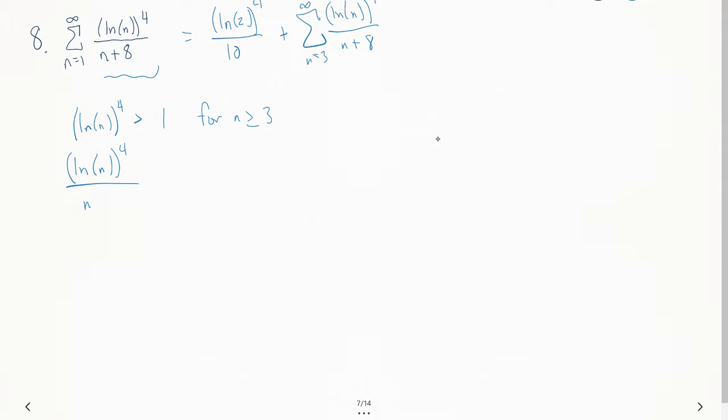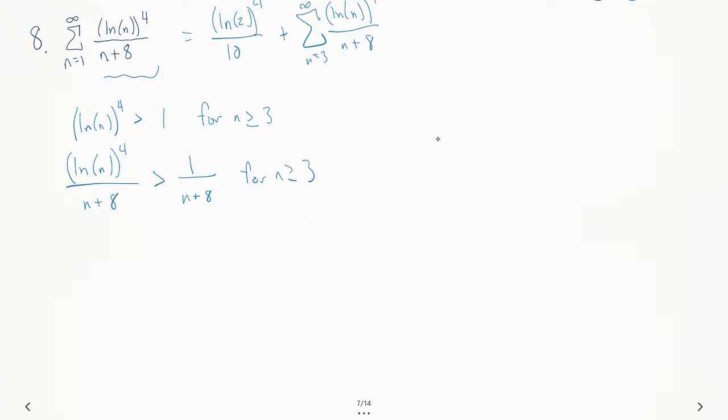If we divide by n plus 8 on both sides, this thing is always going to be greater than 1 over n plus 8. Now you might say, well, what about 1 over n? Notice 1 over n would actually be larger than 1 over n plus 8, so you can't actually compare that nicely to the other one. So what we're going to work with is this 1 over n plus 8.